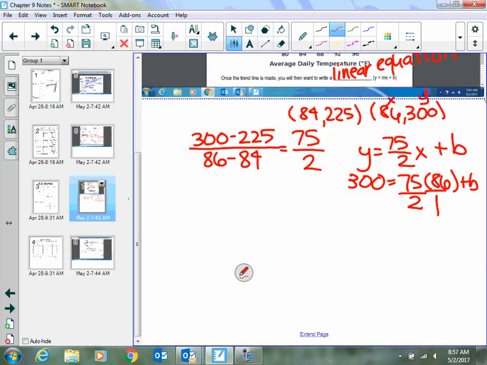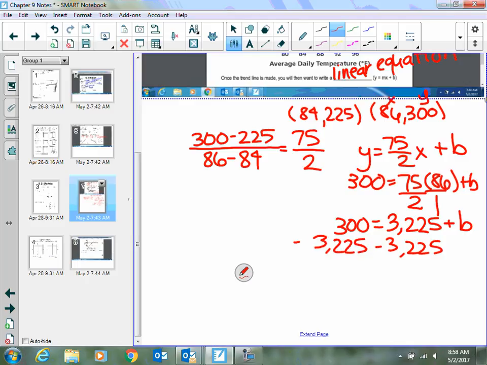So I have 300 equals, I calculated this for you. I did 75 times 86, then divided by 2, and got 3,225, plus b. That's just me multiplying it out for you, so you all don't have to do it. And then subtract 3,225, subtract 3,225, b equals negative 2,925, which makes sense, because if it's 0 degrees at the beach, they're going to be in the negative for visitors. They're not going to have any visitors.